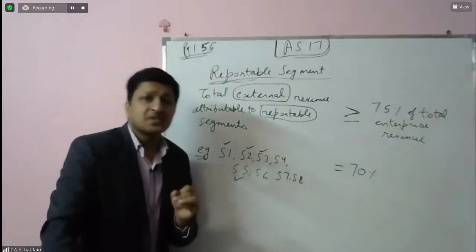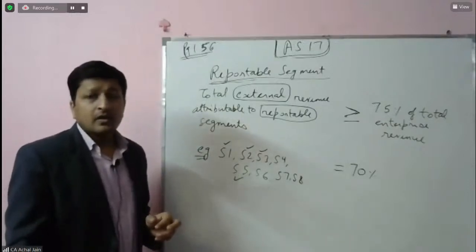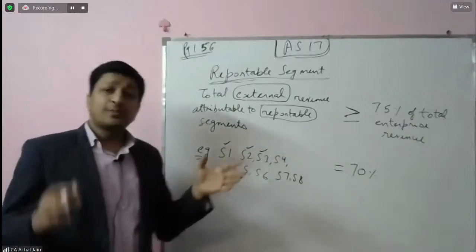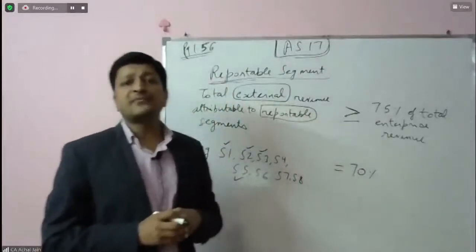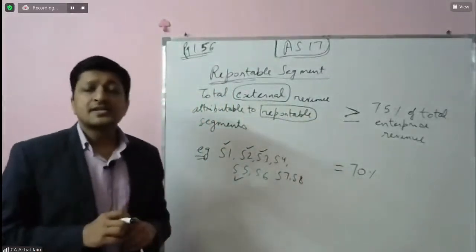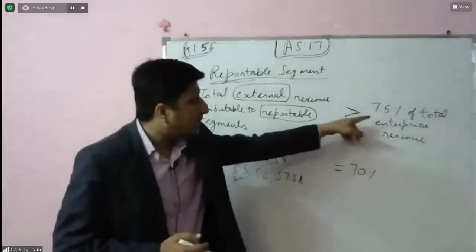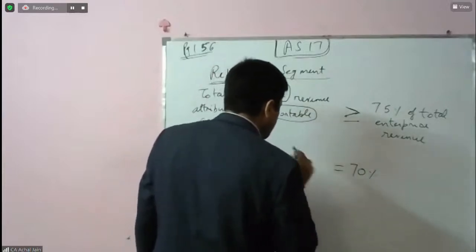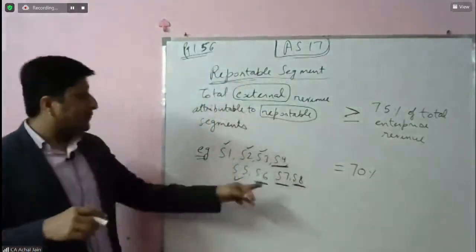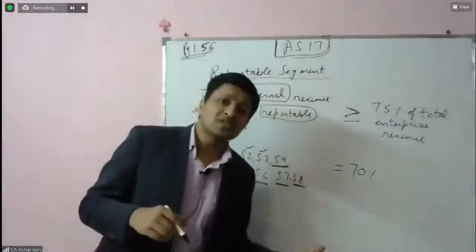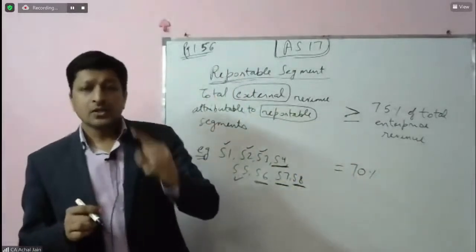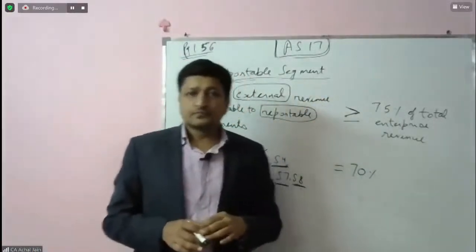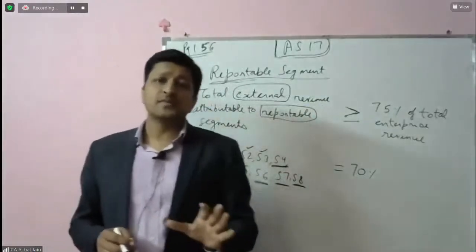But as per the standard, external revenue of the reportable segments should be at least 75%. So we are short by 5%. In such a case, the standard says that if it is short by 5%, meaning this one, this one, this one, this one, out of these 4 segments, you need to pick up more segments, make them reportable, so that you are reaching at least 75%. Yeah, so it has to be minimum 75.